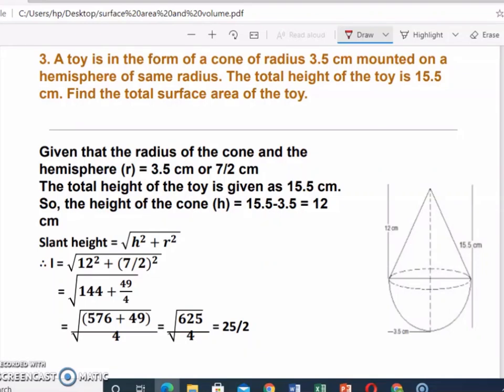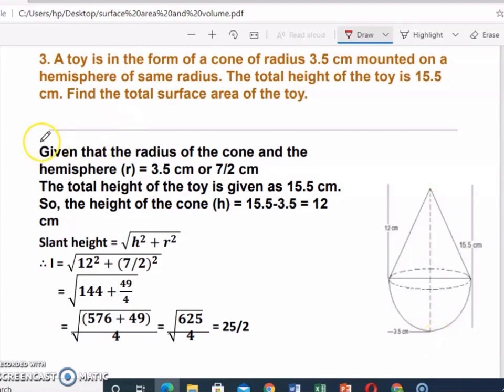The next one is third one. A toy is in the form of a cone of radius 3.5 centimeter mounted on a hemisphere of the same radius. The total height of the toy is 15.5 centimeter. Find the total surface area of the toy.